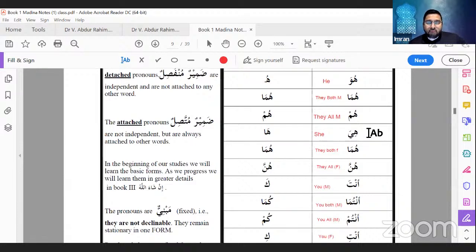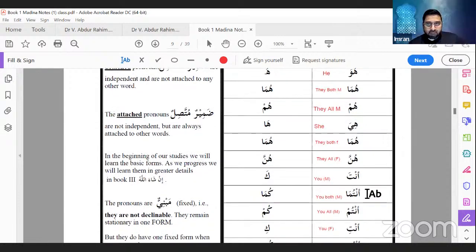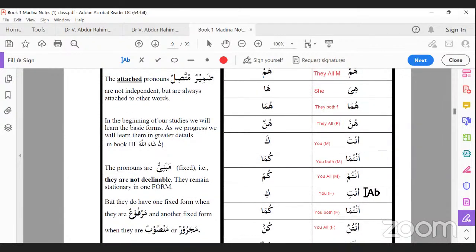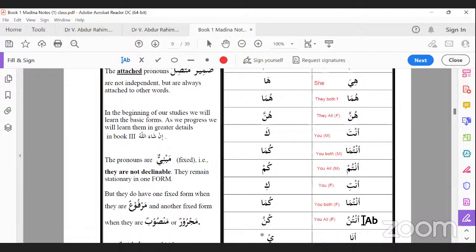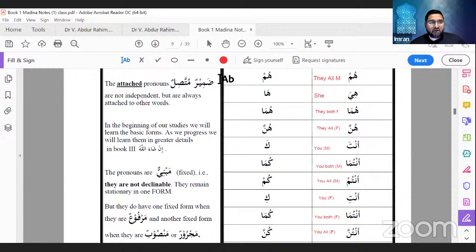Huwa, huma, hum. Okay. Huwa, he, huma, they both male, hum, they all male, hiya, she, huma, they both female, hunna, they all female. Anta, you male. Antuma, you both male. Antum, you all male. Anti, you female. Antuma, you both female. Antunna, you all female. Excellent. Ana, I. That's enough. Nahnu, we. That's brilliant.